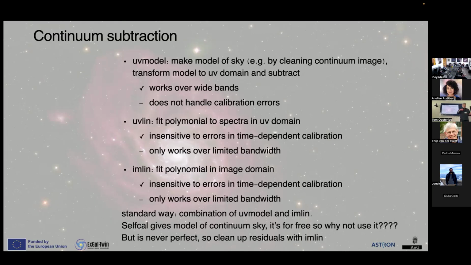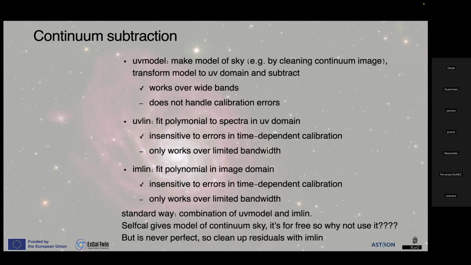We mentioned before that if you clean your continuum image of the same observation, you make the continuum image. So basically, you average all the channels, you clean, and the result of that clean is this list of delta functions. Well, that, in effect, is a model of the sky. Every delta function corresponds to a source. So what you do, this list of delta functions, you transform back to the UV plane and subtract it from your data. And because you can do that exactly, this works over very wide bandwidths.